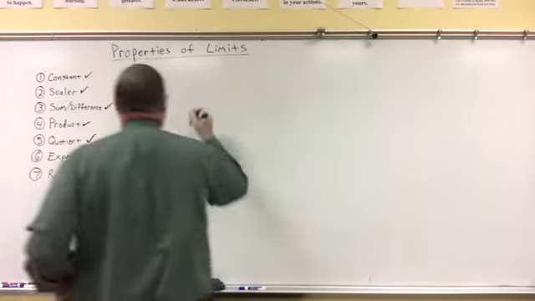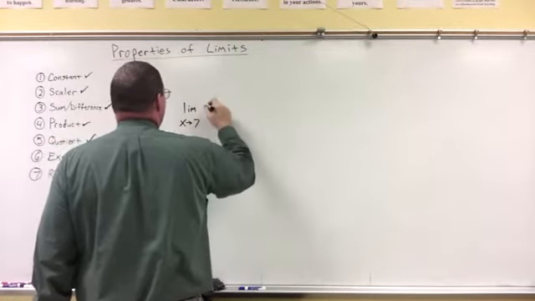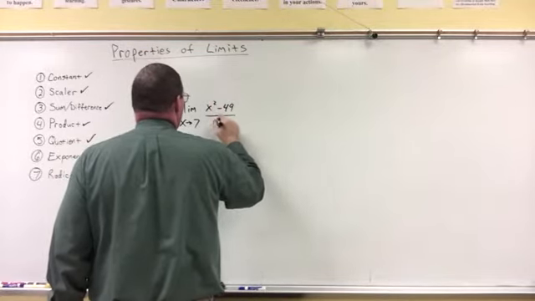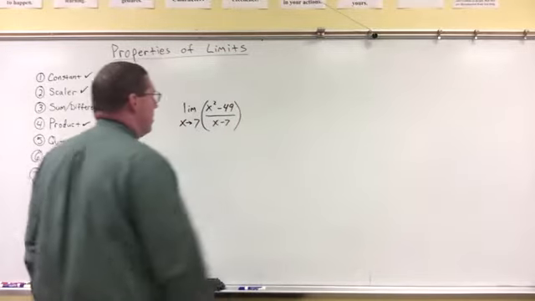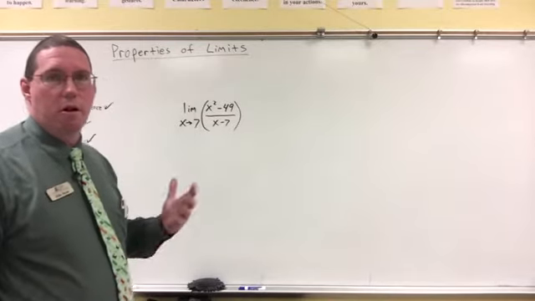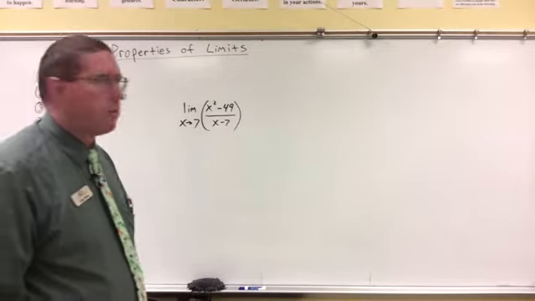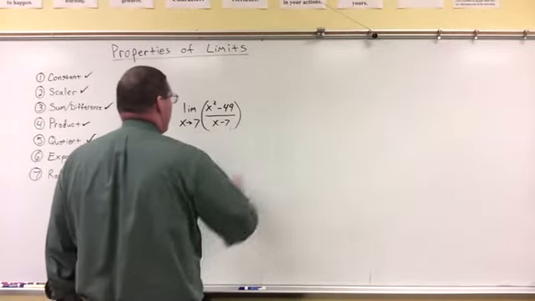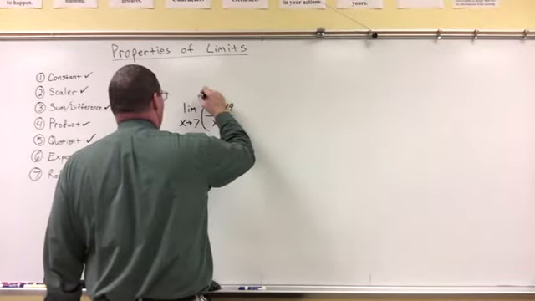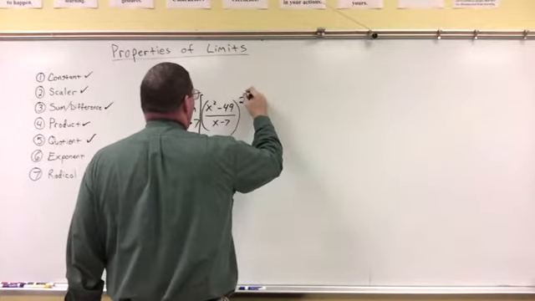Let's say that we have the limit as x approaches 7 of x squared minus 49 over x minus 7. I'm trying to do really easy limits so that we don't put so much emphasis on solving limits and more emphasis on the properties themselves. I really want you to see how easy the properties are. Let's put a bracket here, and we're going to square the whole function.